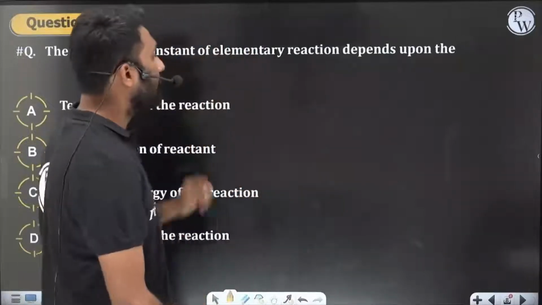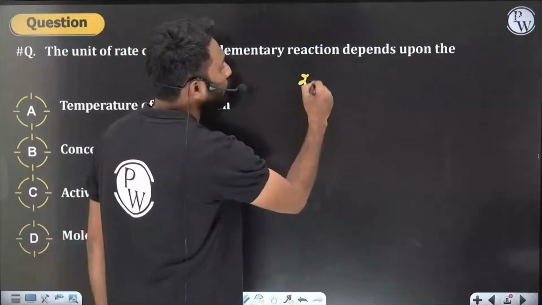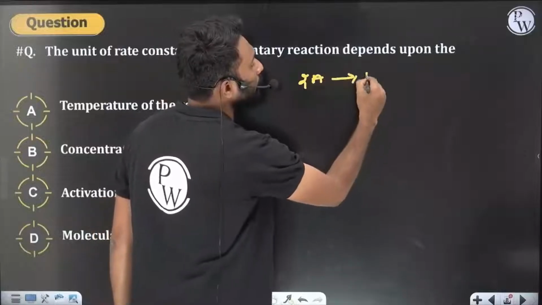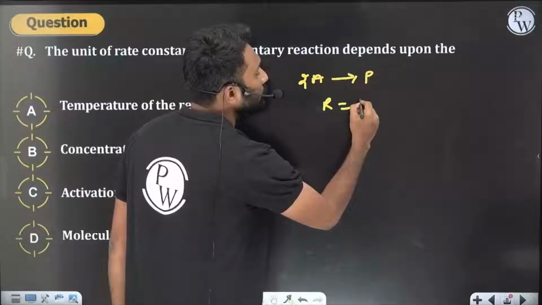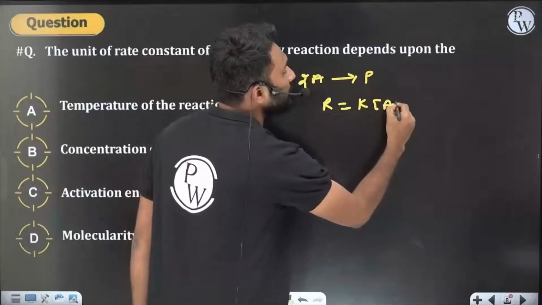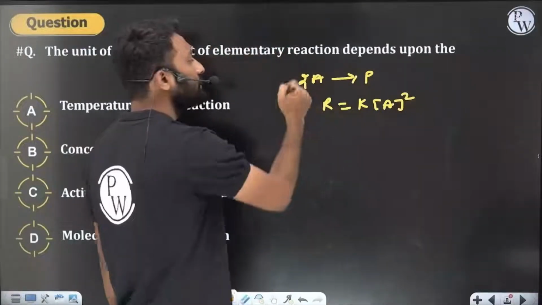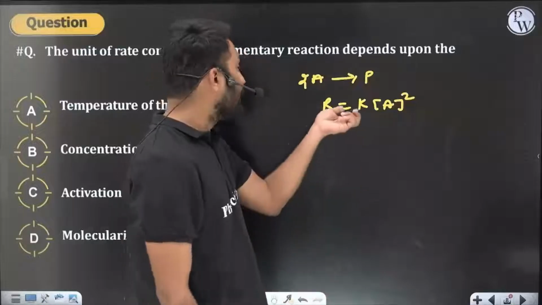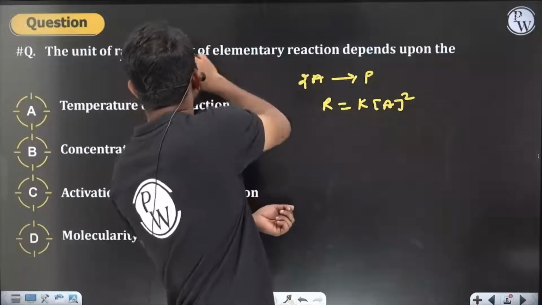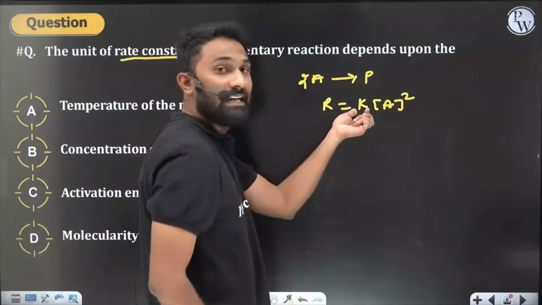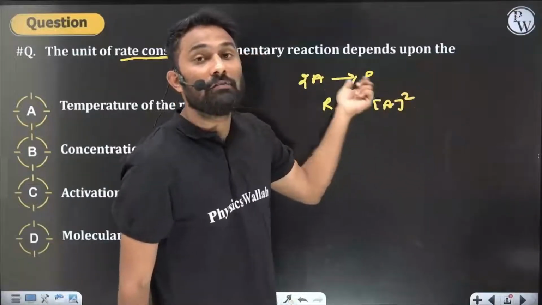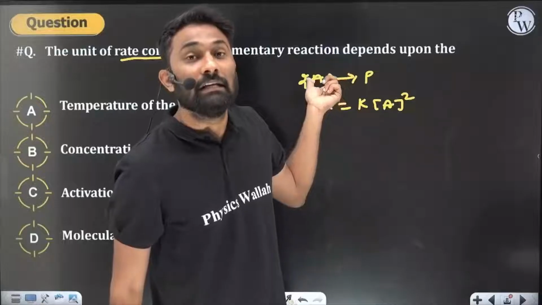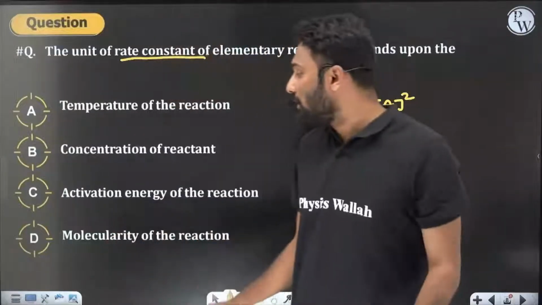Take an elementary reaction 2A gives rise to product. Rate law is equal to K into concentration of A raised to the power of its stoichiometric coefficient. Here the unit of rate constant depends on the order. Now the order for an elementary reaction is equal to the molecularity.